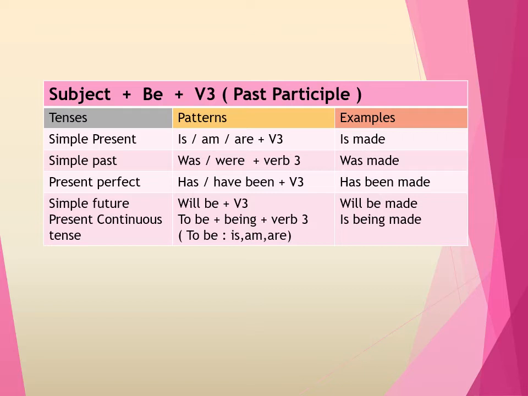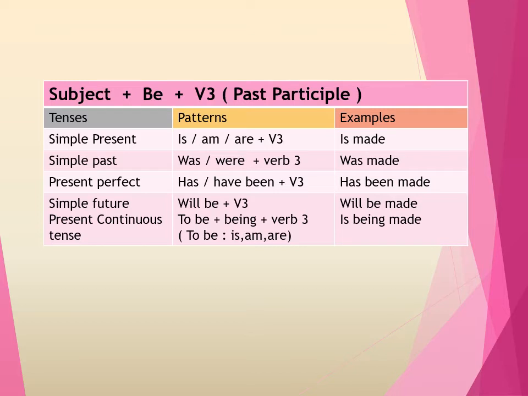So the first one is simple present. Its pattern is is, am, are as to be, plus verb 3, and for example, is made. The second tense is simple past, whose pattern is was, were, plus verb 3, and the example is was made. The third tense is present perfect, whose pattern is has, have been plus verb 3, and the example is has been made.